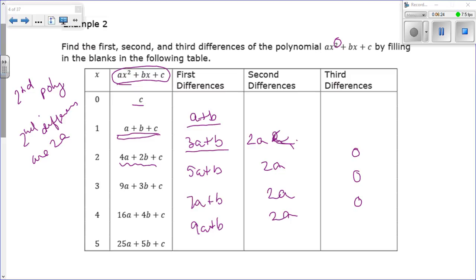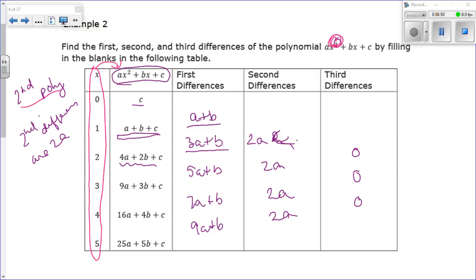So find the first, second, and third differences of a polynomial ax squared plus bx plus c by filling in the blanks in the following table. Since this is x squared, that means it's a second degree polynomial. And what I'm going to do, again, is substitute in these x values into this equation.